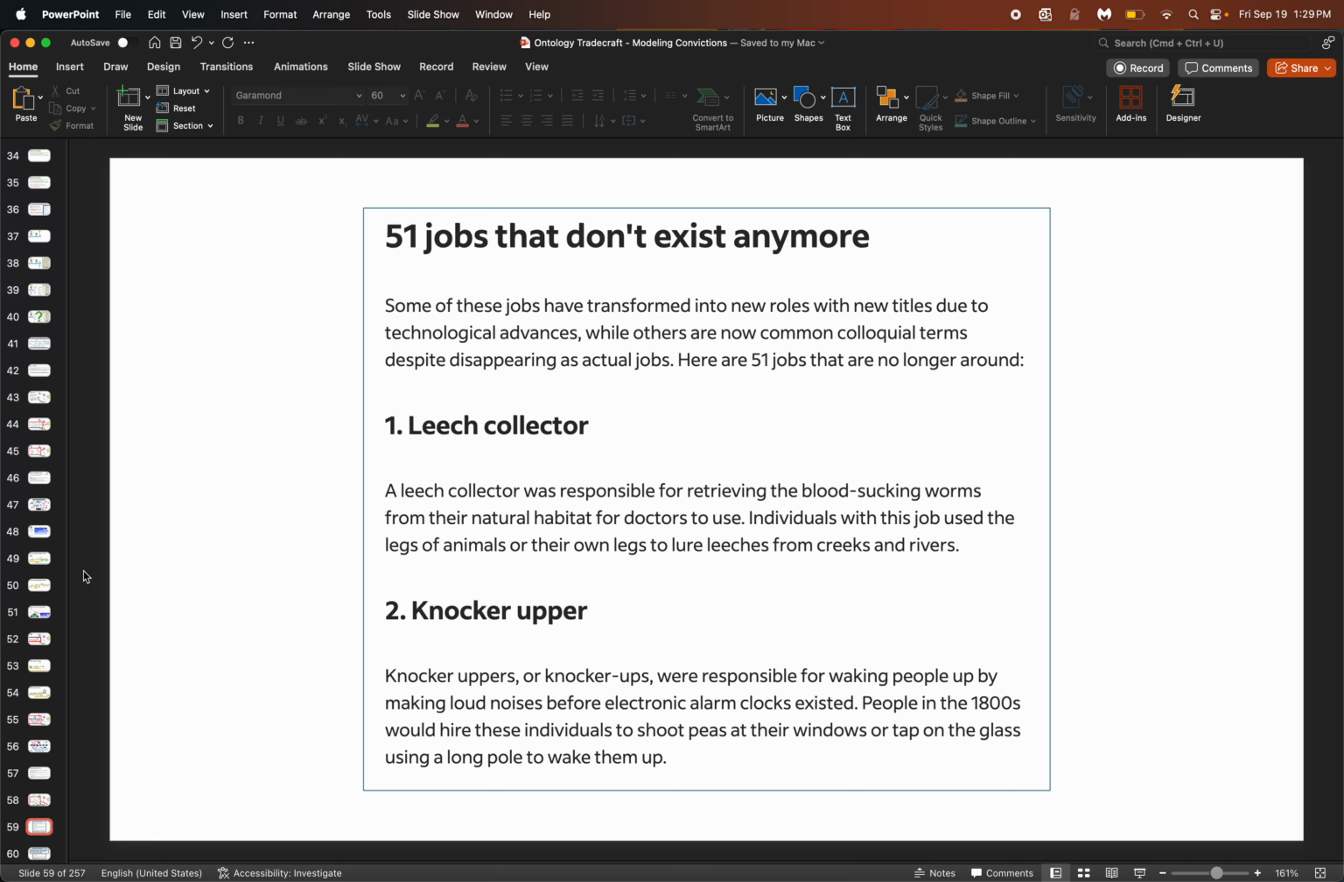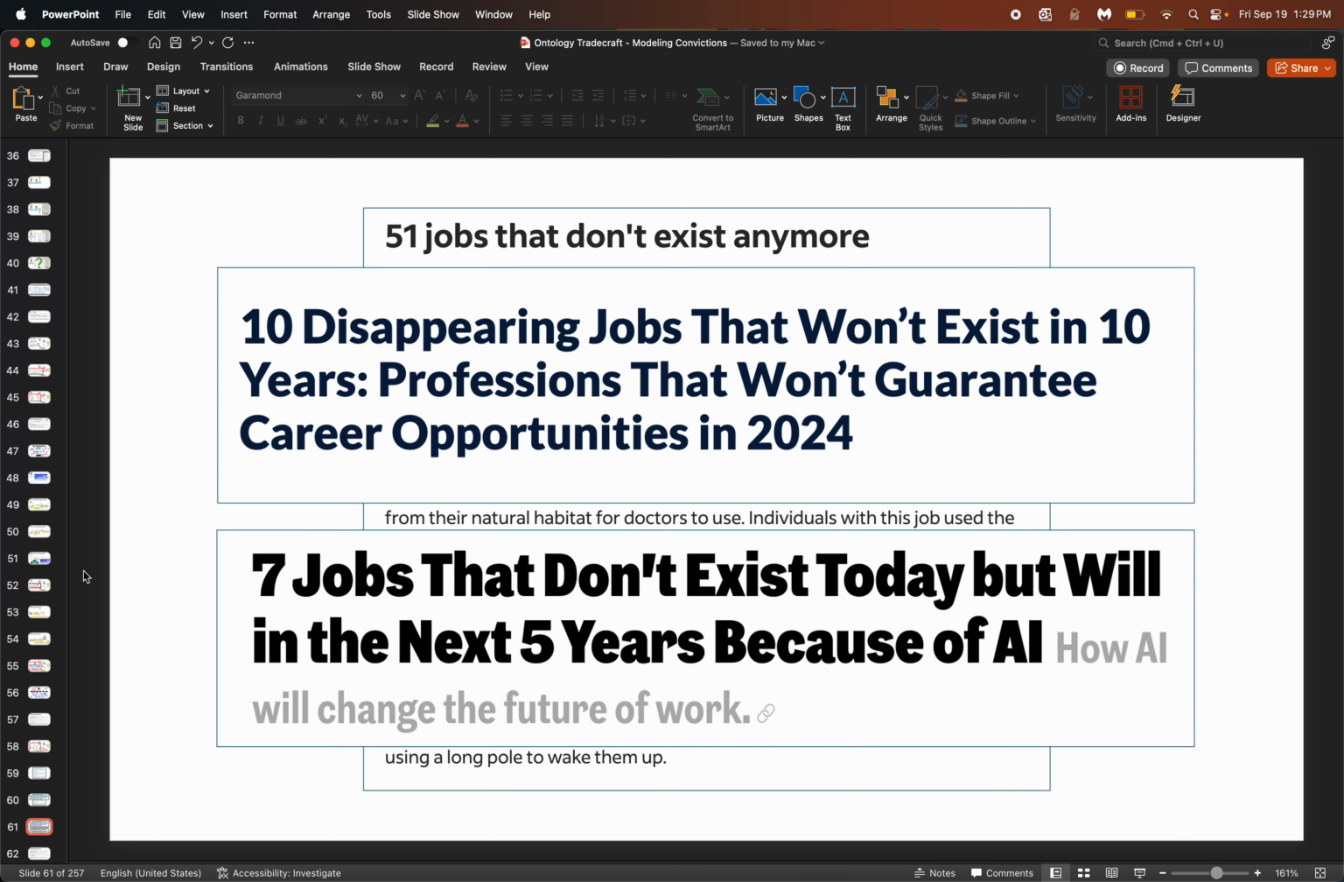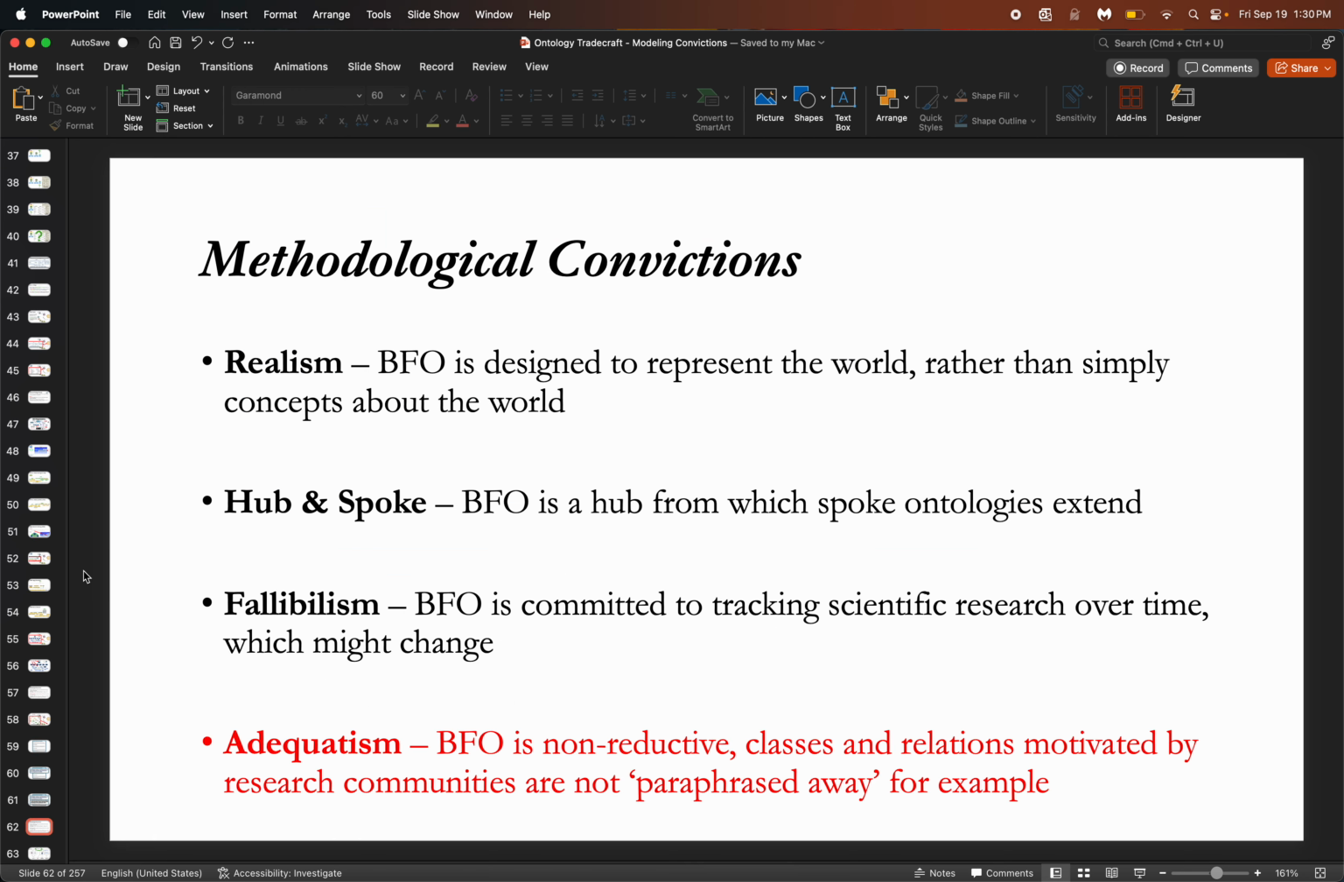But look, these things change. We recognize these things change. Here's just a snippet: 51 jobs that don't exist anymore. There's no such thing as leech collectors or knocker-uppers. Also, if you think that's just too far in the past, with the advance of AI, I'm sure you see headlines like this: 7 jobs that don't exist today but will in the next 5 years. So we'll be changing. Jobs are going to go out of existence. Jobs are going to come into existence. We have to be fallible in our representations about this.